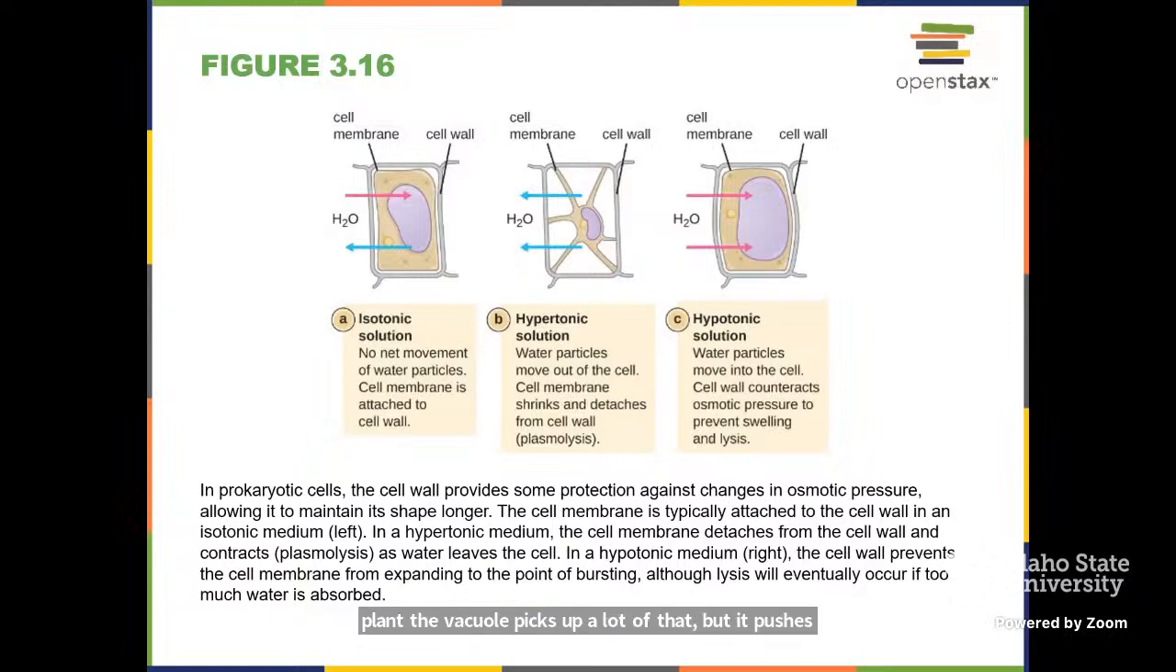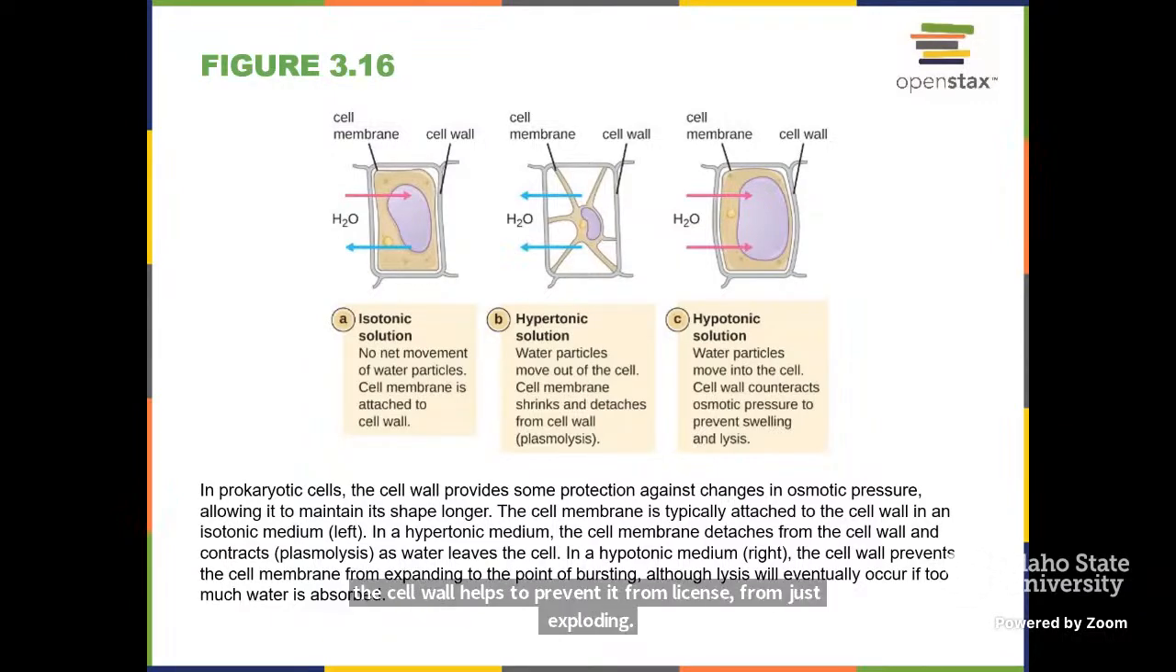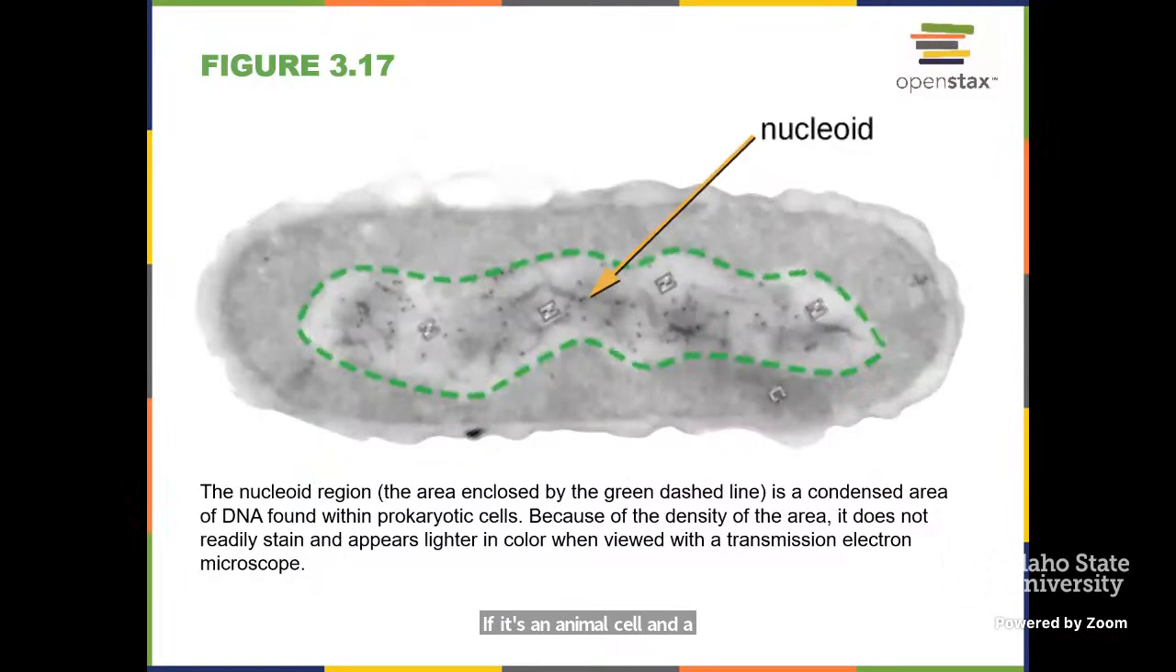This plasma membrane gets pushed really tight against the wall, and it makes the cell a little plump, if you will, compared to the normal cell. It bulges out just the littlest bit. But the cell wall helps to prevent it from lysing, from just exploding. If it's an animal cell in a hypotonic solution, it would explode, right? It would lyse. And if we're talking red blood cells, we call that hemolysis, the lysis of those red cells.